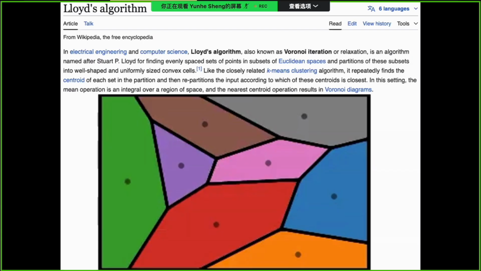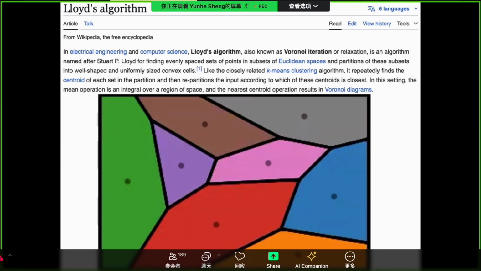So thinking on this topic, Lloyd, he was an electrical engineer, and I think in the 50s, right? I think he was working in Bell Laboratories, right?